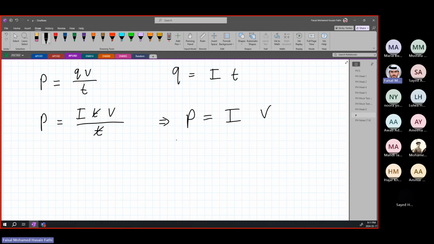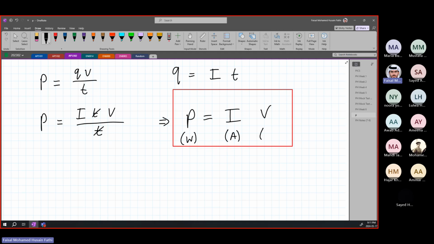Again, this is just the derivation. It's not important. The most important thing is this equation here at the end, where power, if you remember, the unit for power is watts, the unit for current is amperes, and the unit for voltage or potential difference is volts. This is how you will determine the power for any type of electric circuit in any case. As long as you have current and voltage, you can find the power either supplied or being absorbed.